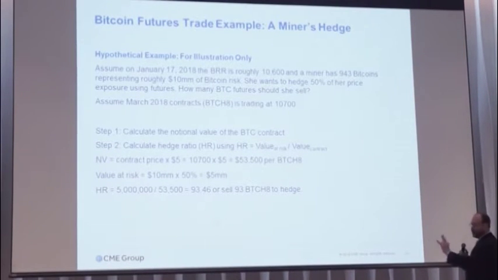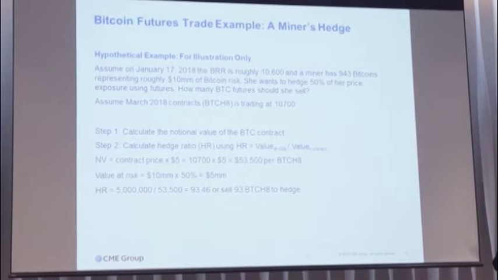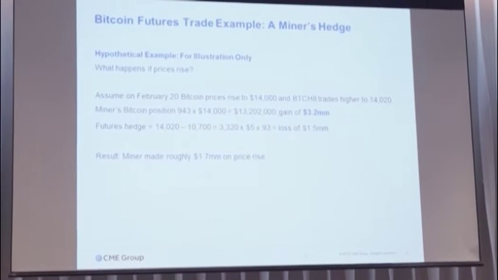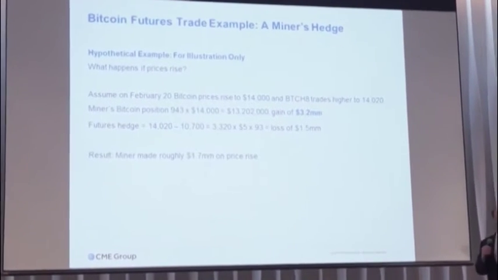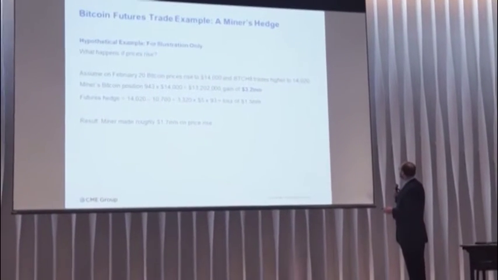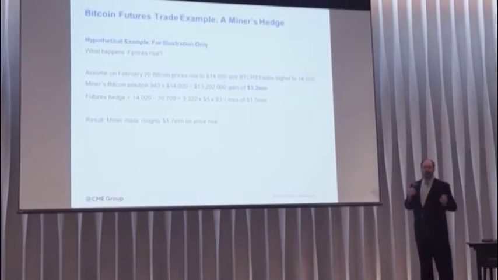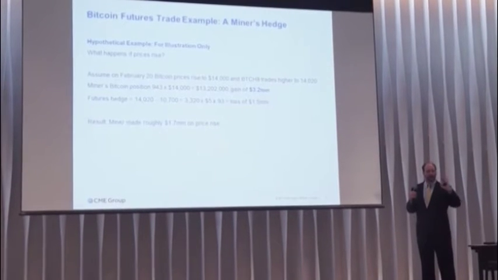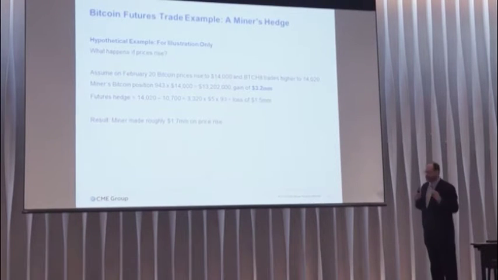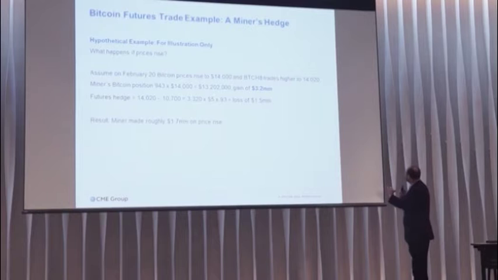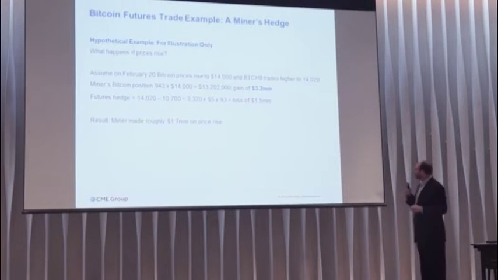So we have to round to a whole number because you can't trade fractional futures contracts, at least not at CME. And we end up with 93 March futures contracts that I'm going to sell short to cover my exposure. Well, what happens a month or so later, on February 20th? Assume that the Bitcoin price has gone up to $14,000. That means the futures contract would have traded up alongside it. Now, the degree that it goes up or down relative to the index still remains to be seen, and I'll discuss the pricing mechanism in just a few minutes. But let's assume that it goes up to 14,020 per contract.